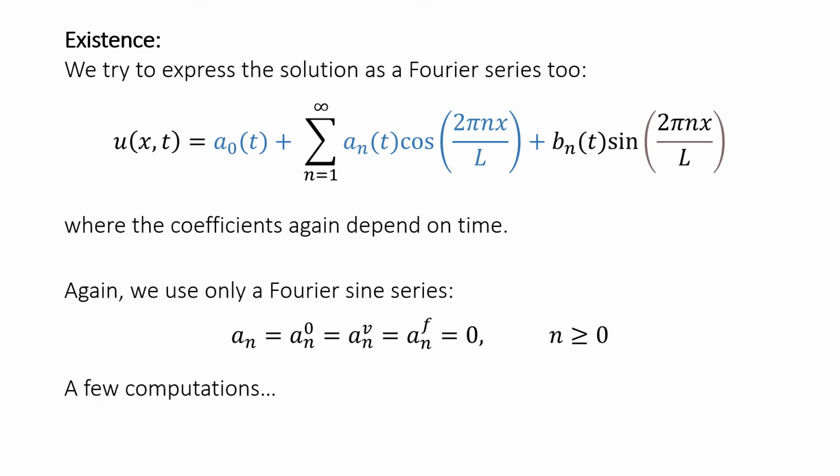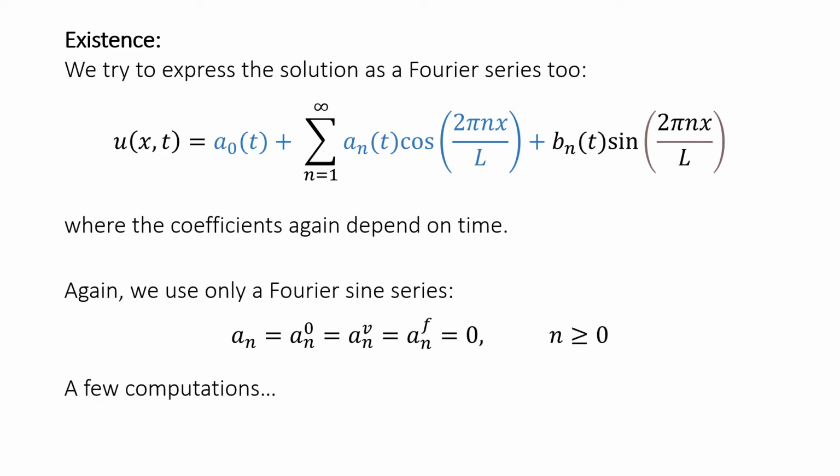We will show the existence of a solution to the wave equation by explicitly constructing a solution from the data of the problem. And that boils down to finding the Fourier coefficients of the solution. Before we proceed, we do one important simplification of all this. Namely, as already discussed in the context of the heat equation, we will only use a Fourier sine series. That is, the constant term and the cosine terms are all assumed to be 0. That is, for all n greater or equal 0, we have that an equals a0n equals avn equals afn equals 0.